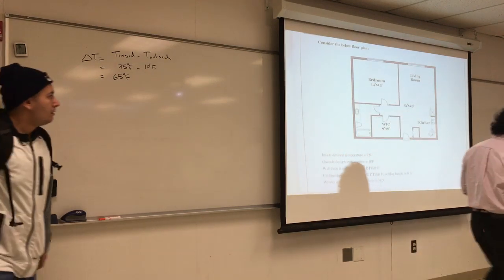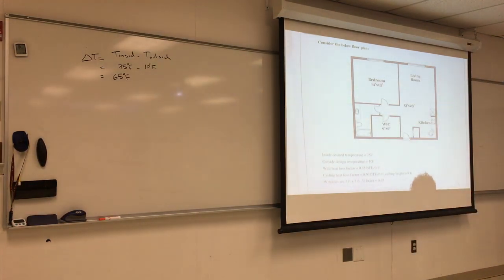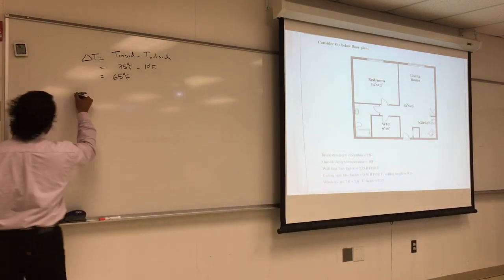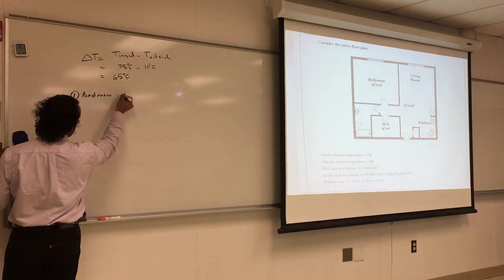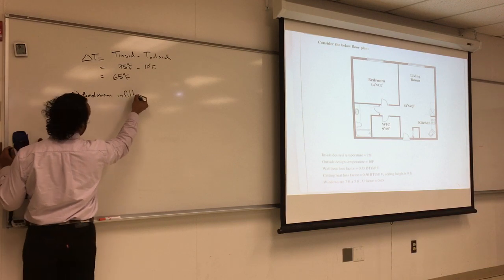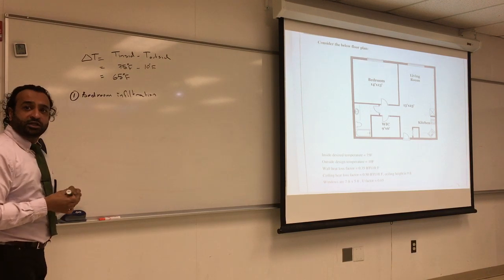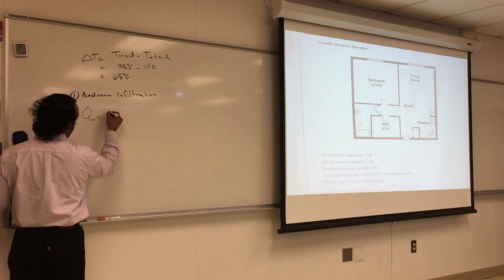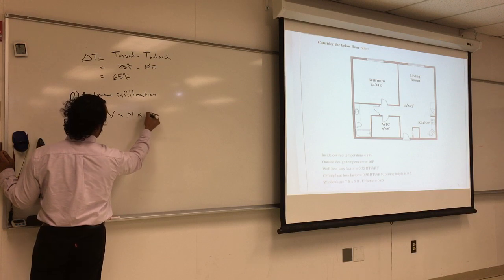So what is the first question asking? What is the bedroom infiltration? So what is the infiltration equation? It's over there. Q infiltration equals volume times infiltration rate times delta T.